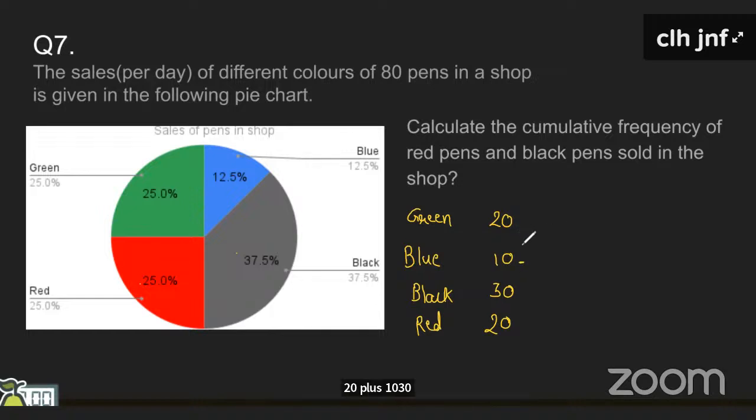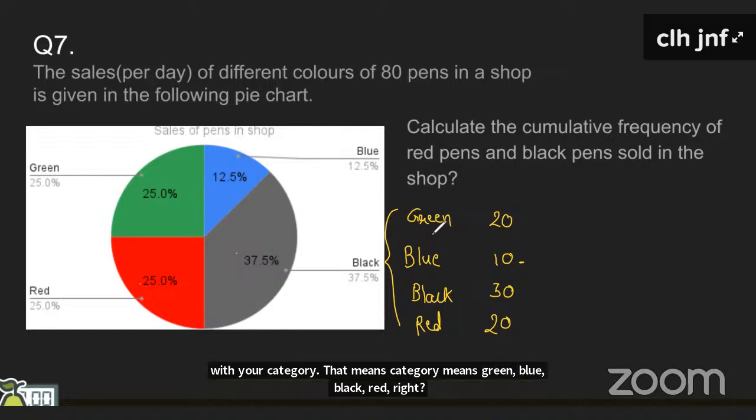If this order differs, we'll get something else for the cumulative frequency of blue. That is a different concept that we have not covered yet. It comes into the picture when grouped data is there and there is some order in your category also. Here the category means green, blue, black, red, the colors of the pens.